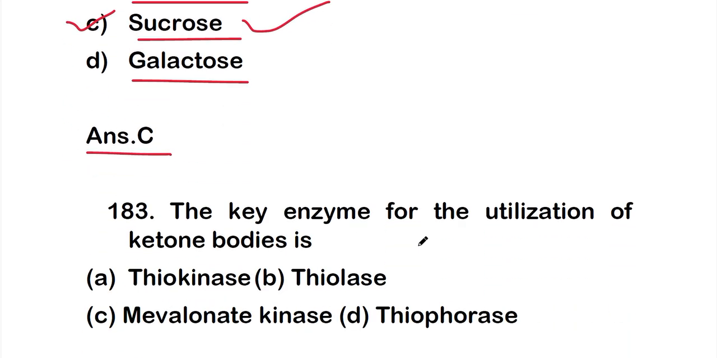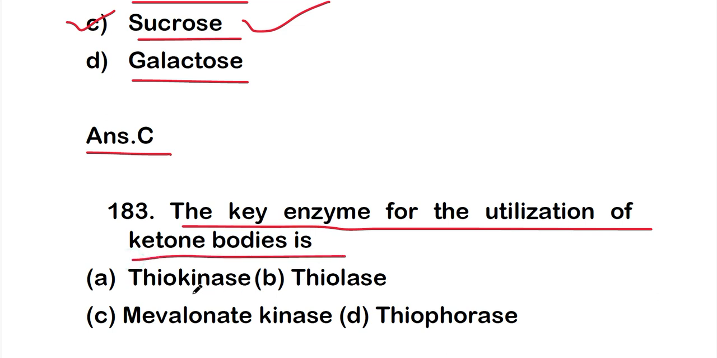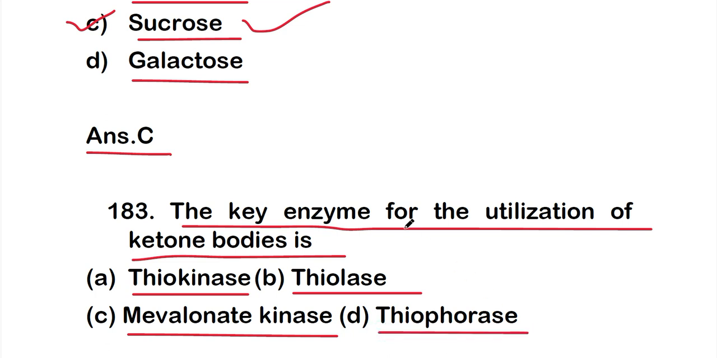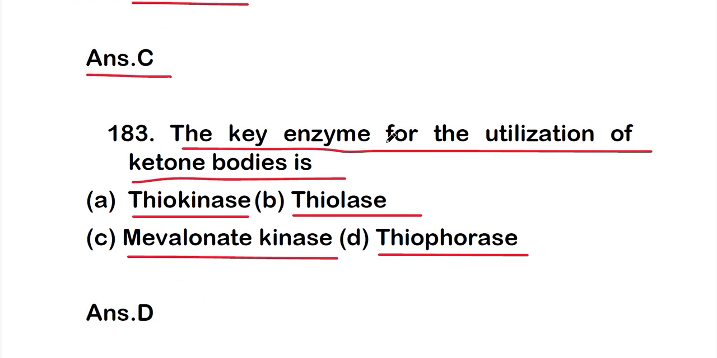Okay. Next question, let's see. Next is the key enzyme for the utilization of ketone bodies is option A thiokinase, option B thiolase, option C mevalonate kinase, or option D thiophorase. Okay, so the right answer is option D, that is thiophorase. So the key enzyme for the utilization of ketone bodies is thiophorase.